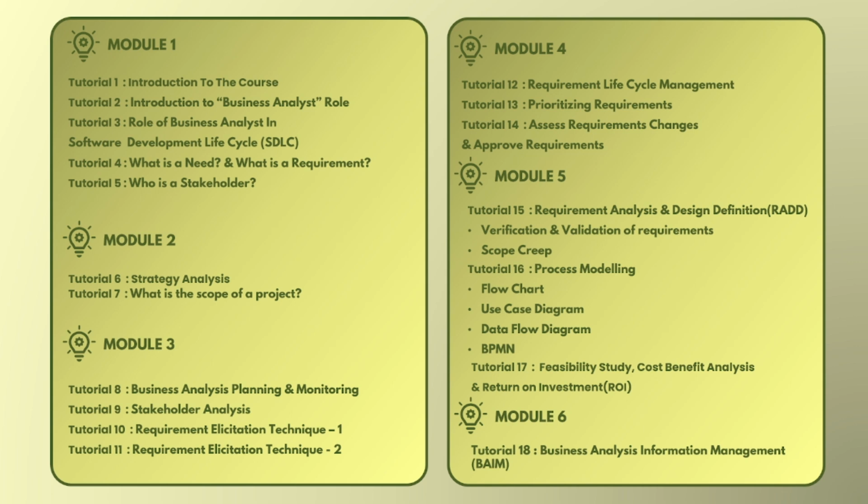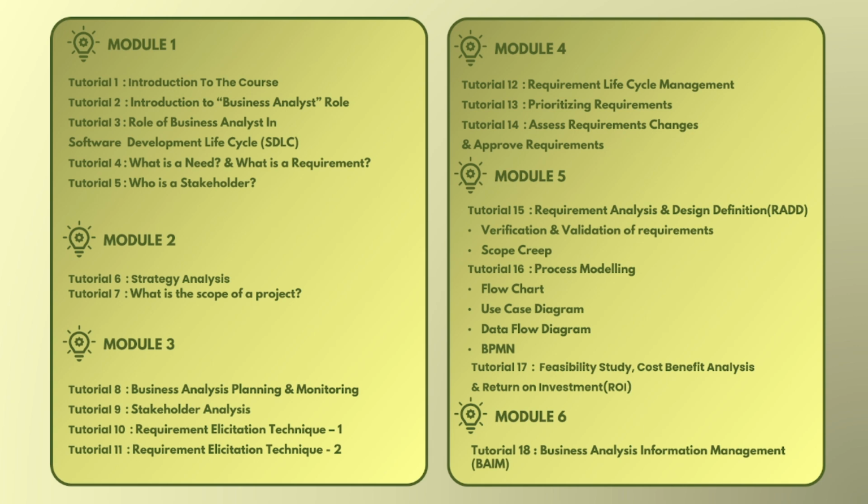Whereas in Module 3, we dived into business analysis planning and monitoring, which is another knowledge area of the BABOK guide, where we explored how to plan BA work, identify stakeholders, choose the right elicitation technique, and monitor the performance of activities. In Module 4, we explored requirements lifecycle management, where we covered all 5 key steps in detail and saw how each step helps keep requirements organized and under control throughout the project.